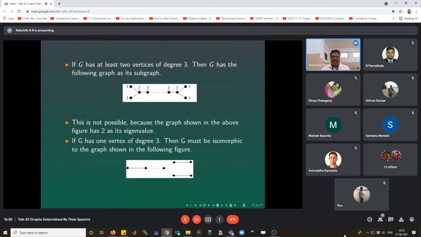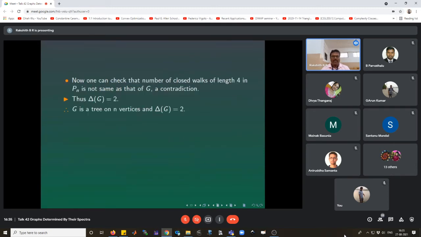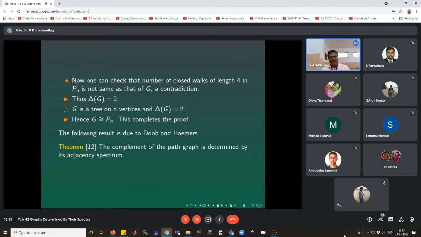So you need to walk in any direction and show that it is the same as the given graph. Now it is also proved that the complement of the path graph is also determined by its adjacency spectrum. One of the important tools in determining graphs with respect to the adjacency spectrum is counting the number of closed walks.